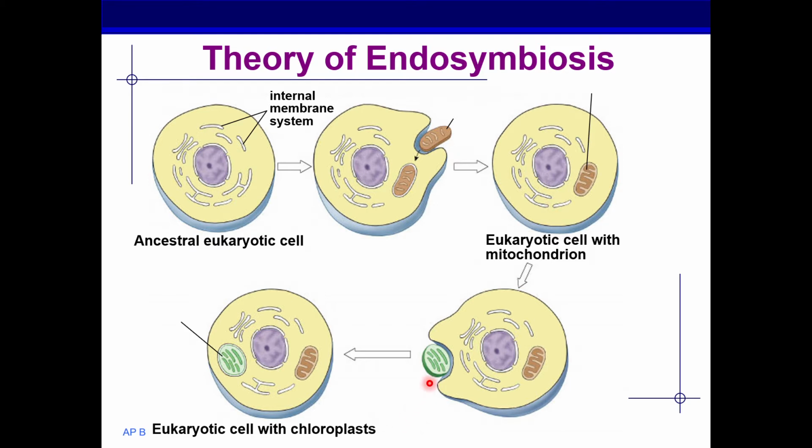Chloroplasts are thought to also have been brought into eukaryotic cells the same way. So an ancestral eukaryotic cell pulls in some other maybe bacterial cell that's using light energy to create its food and create its energy, and so it pulls that in as well. That survives in there, and then now we have a eukaryotic cell that has mitochondria and chloroplasts. Of course, that would be a plant cell, whereas an animal cell would have the mitochondria only.